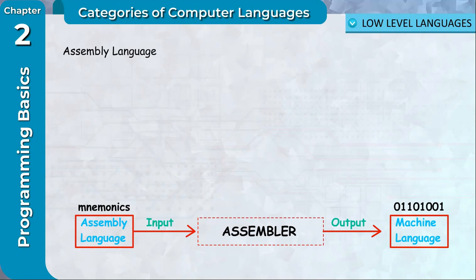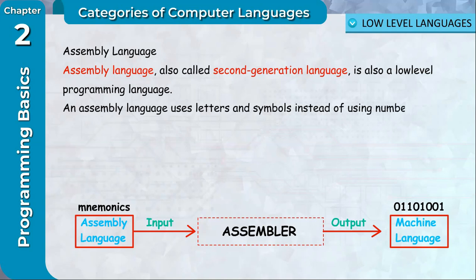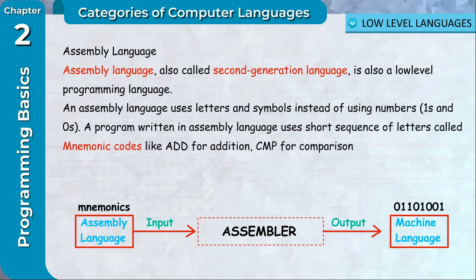Assembly language. Assembly language, also called second generation language, is also a low-level programming language. An assembly language uses letters and symbols instead of using numbers, ones and zeros. A program written in assembly language uses short sequence of letters called mnemonic codes, like ADD for addition, CMP for comparison, LDA for loading, and MUL for multiplying.